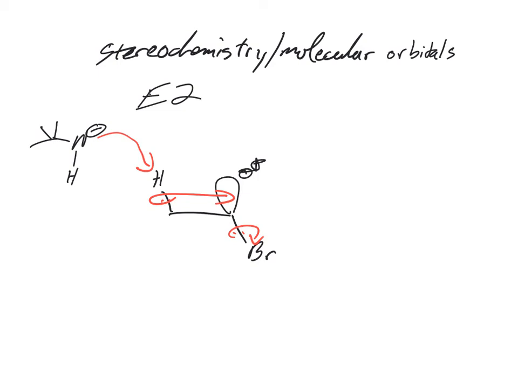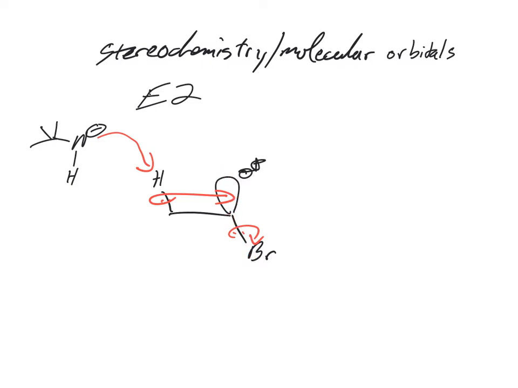So, looking at this, basically the idea here is stereochemistry and molecular orbitals for all these reactions. So the E2 I have drawn up. And what you see here is this idea of this anti-periplanar relationship between the hydrogen and the leaving group. So 180 degrees apart. The reason it has to be lined up that way is because of where sigma star of this carbon-bromine bond is.